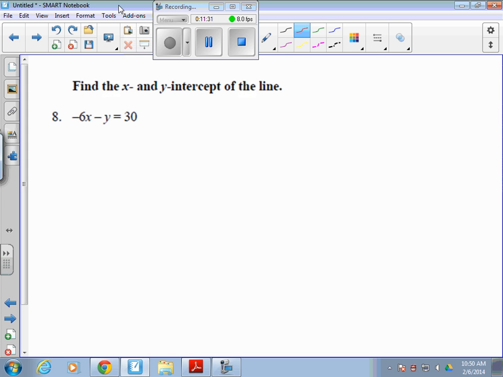Okay, number 8. Finding the x and y intercepts. In order to find the x-intercept, you plug in 0 for y, or you can just cover this up and say negative 6x equals 30. Divide by negative 6, your x-intercept is negative 5.